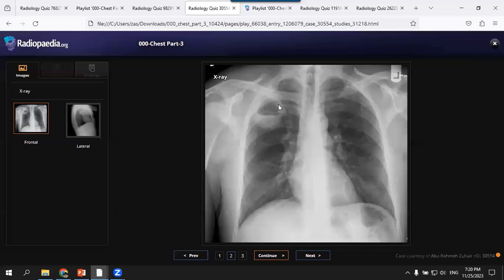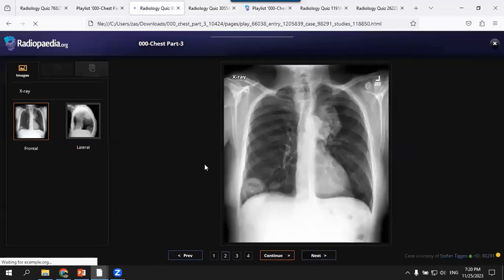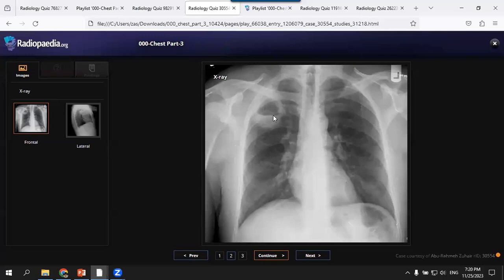The category in the last case was multiple cavitary lung lesions. And now, solitary cavitary lung lesion. Give the differential accordingly. So either metastasis or abscess or primary bronchogenic carcinoma.